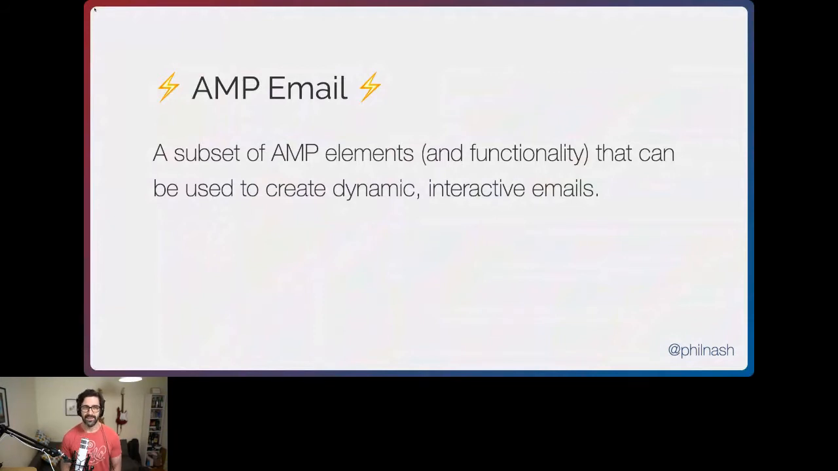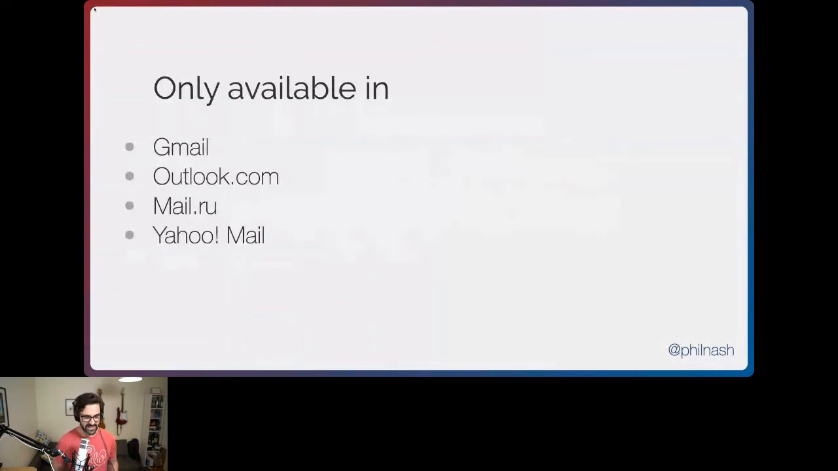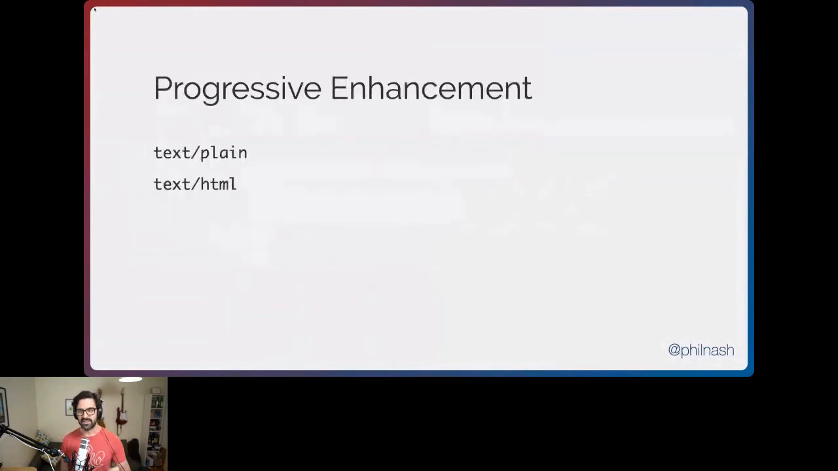So this sounds magic, or at least it sounded magic when I heard it explained the first time. What's wrong with this? What's the difficulty? Where are we? Well, firstly, it is only available in certain email clients. And those clients are Gmail, Outlook.com, that is Outlook in a browser, not on the desktop, Mail.ru and Yahoo Mail. And in fact, AOL Mail. I think they're basically the same. It's only available on those. They are the mailboxes that support this right now, which is fine because it is a progressive enhancement.